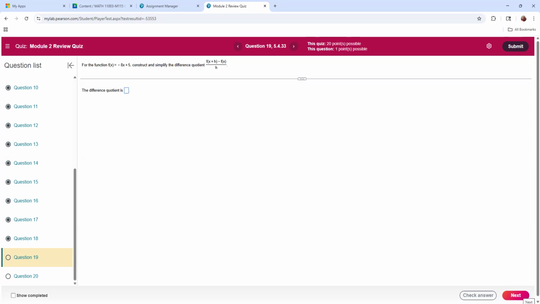All righty, y'all. So for 19, they're giving me f of x equals -8x plus 5. Now they're giving you the difference quotient, f of x plus h minus f of x all over h. So this was the stuff from yesterday. So let me work these out and show you how I would do those.